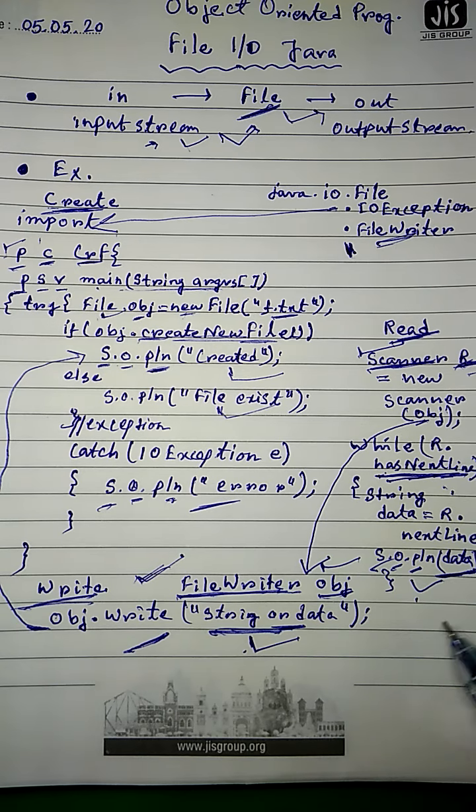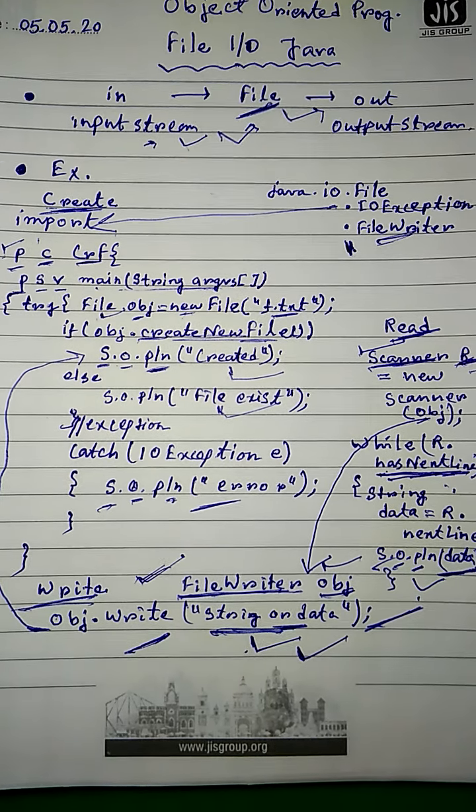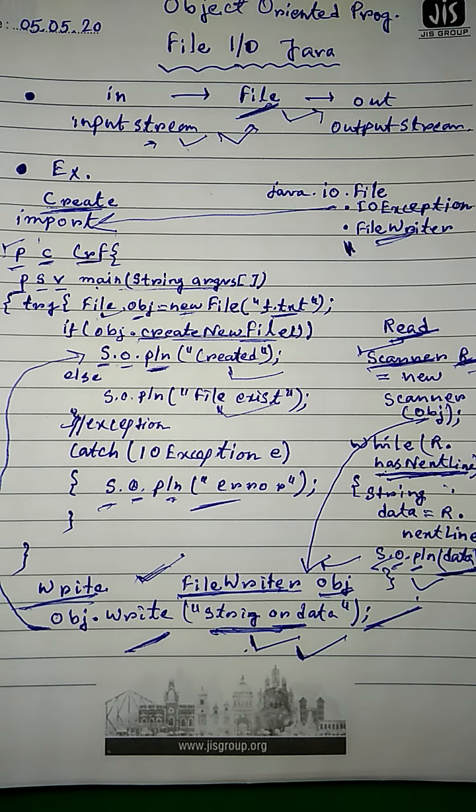System.out.println. This is the very basic programming concept to create a file, to read from the file, and to write something onto the file.